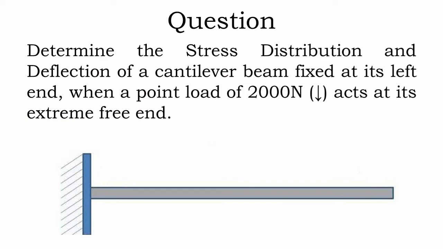Determine the stress induced in a cantilever beam fixed at its left end when a point load of 2000 Newton in downward direction acts at its extreme free end. So this is our question. You have a cantilever beam which is fixed at the left end, free at the right end, and a point load of 2000 Newton is going to act at the right end. We are going to analyze and find out the stress distribution and deflection in this beam.